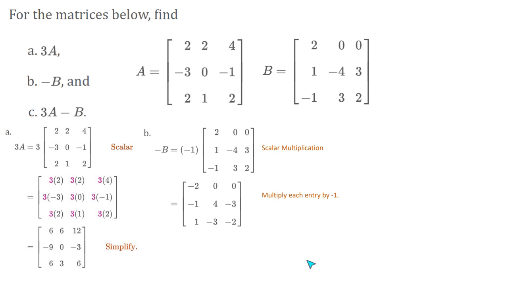Okay? All right, and then let's do the last one, C. C says subtract 3A minus B. So we already did the work. 3A is this answer here, 6, 6, 12, negative 9, 0, negative 3, 6, 3, 6. Subtract it with B. Now, I didn't have to multiply that negative B, but we were just using it as an example. But now basically what I'm doing here is I already have the negative B, so I can add them. Okay, so we're not going to do that operation twice because it's saying B, right?